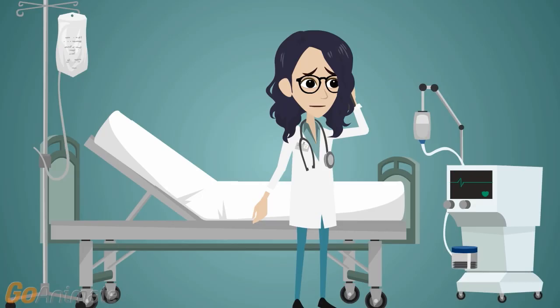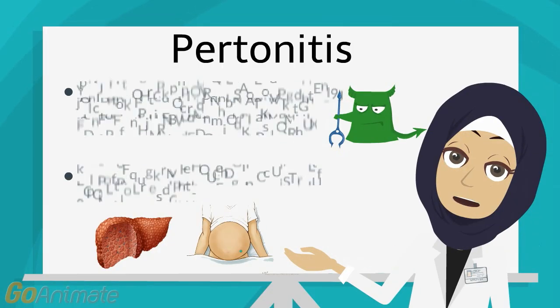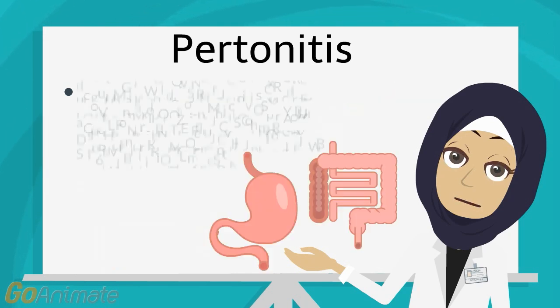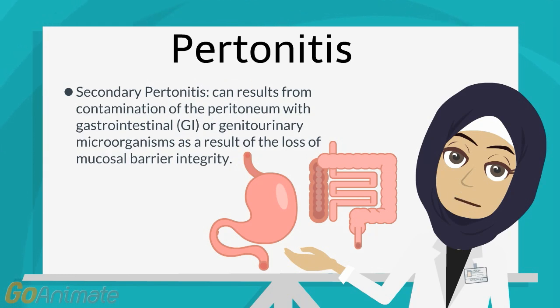So, I've mentioned two types of peritonitis. Can you please explain the difference between the primary and the secondary? Oh, sure. Well, first of all, primary peritonitis is a spontaneous bacterial infection in the peritoneal cavity in the absence of the intra-abdominal pathology, often via hematogenous or lymphogenous spread, and it's most frequently identified in adults with cirrhosis or ascites. While the secondary peritonitis can result from contamination of the peritoneum with the gastrointestinal microorganism as a result of the loss of the mucosal barrier integrity.